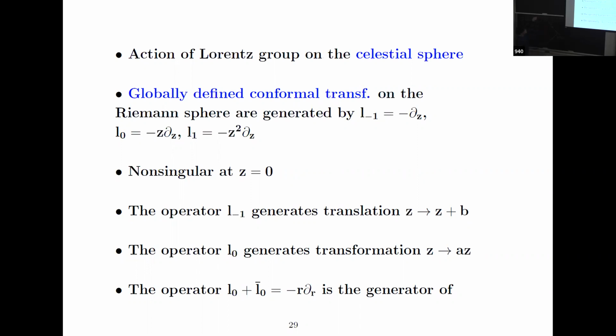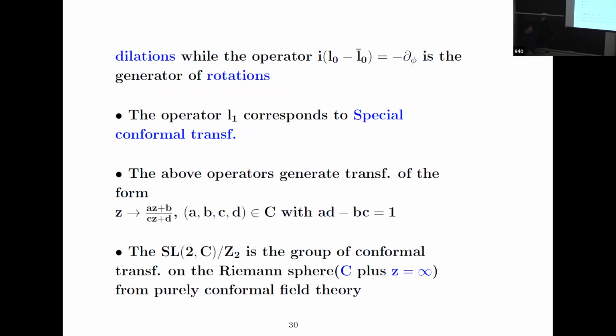We have the global conformal transformations given by L plus minus 1, L0 and L0 bar, which are non-singular at z equals 0. We have translation and rescaling, and if we write the complex z as r times e to the i theta, then L0 plus L0 bar gives the dilation, and L0 minus L0 bar gives the rotation by the angle phi. And we have the special conformal transformation, and we end up with SL(2,C) divided by Z2 as the group of conformal transformations on the Riemann sphere.